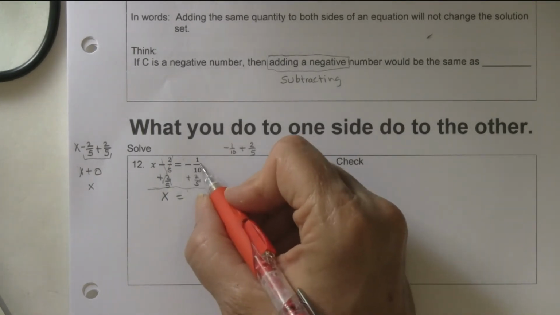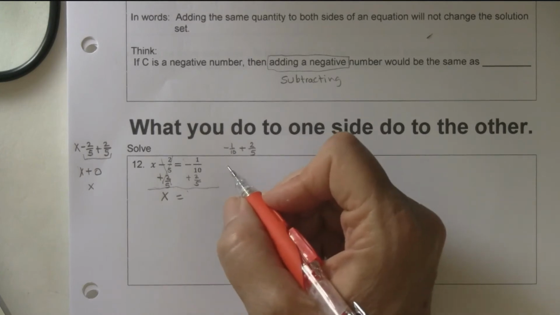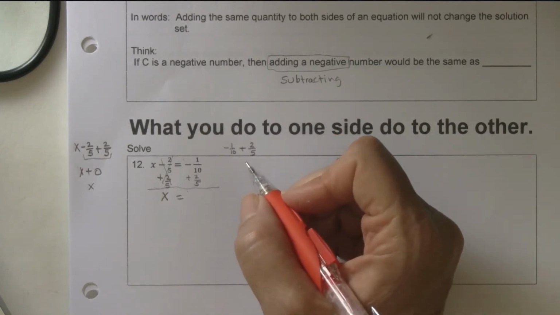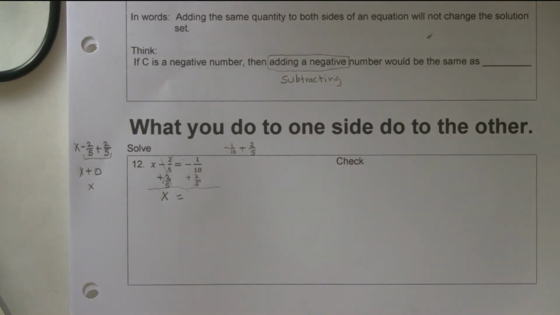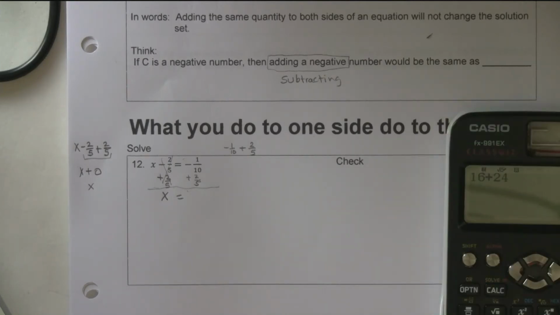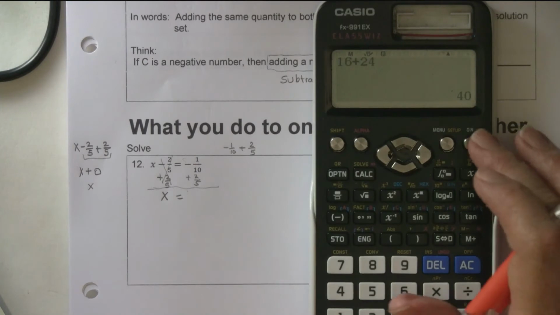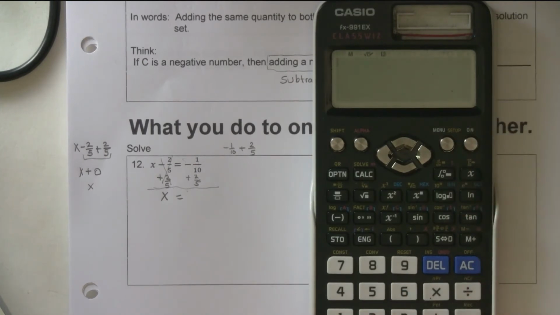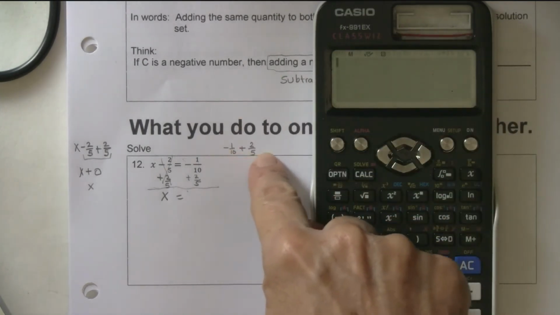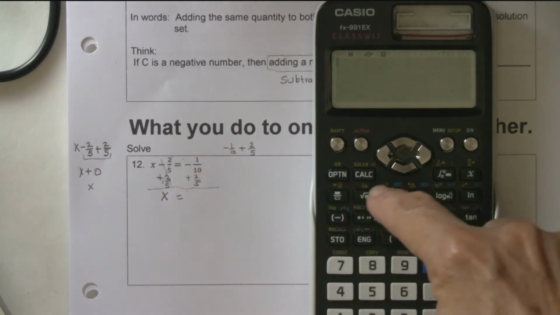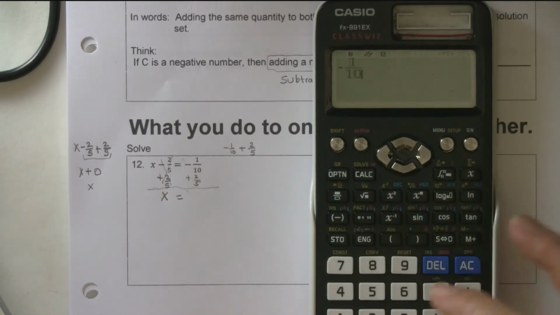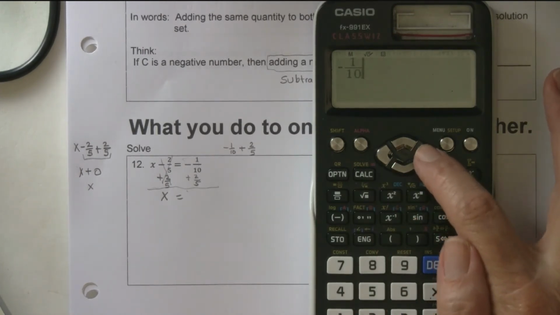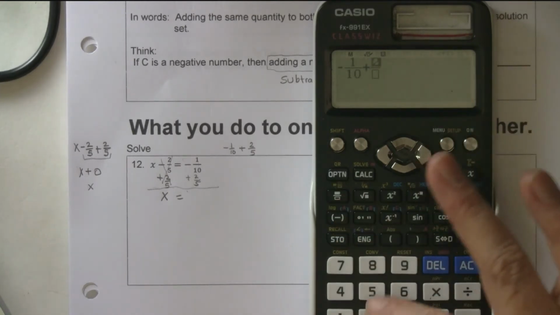Now I want to do this right here. It's your choice whether you do that arithmetic in your head or with your calculator. I'm hoping that you can do it either way, and that you will do it with your calculator. My calculator doesn't stack, right? So negative 1/10. So I got that in. I need to go out to the side, and then I'm going to add the fraction 2/5.